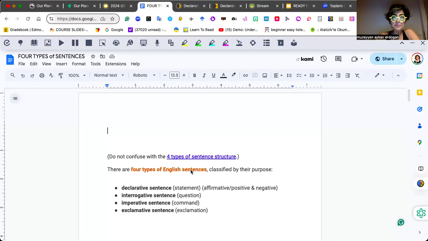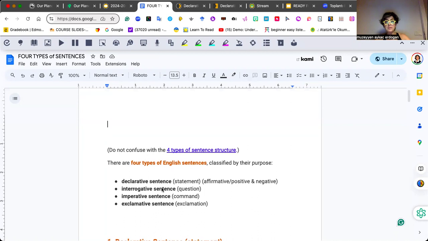Friends, hello. We have one or two lessons that we have to make up for the hour that I couldn't come to the class. So, if you remember, we were talking about sentences and sentence types. And while talking about the types of the sentence structure, I also mentioned to you that we have another sentence type. These sentence types are four types, and classified or grouped by their purposes.